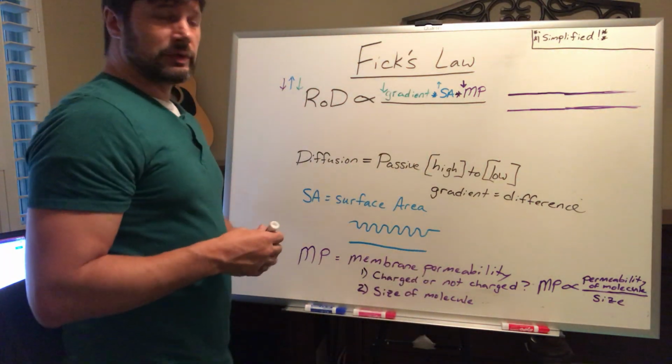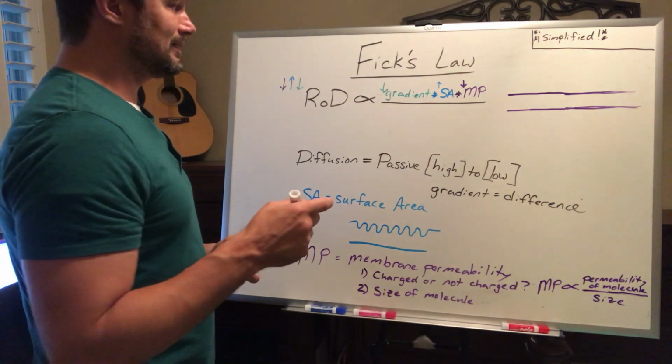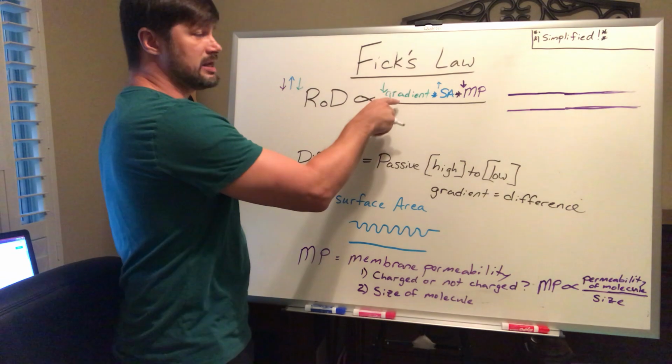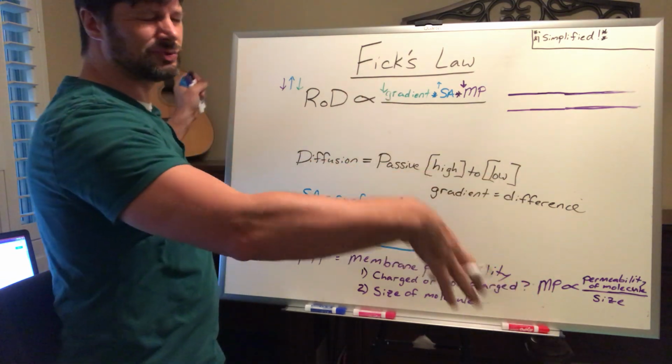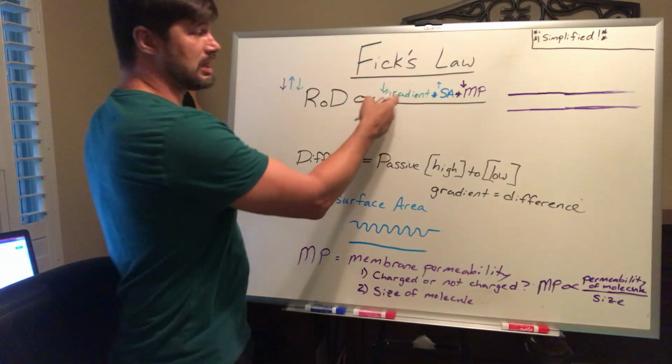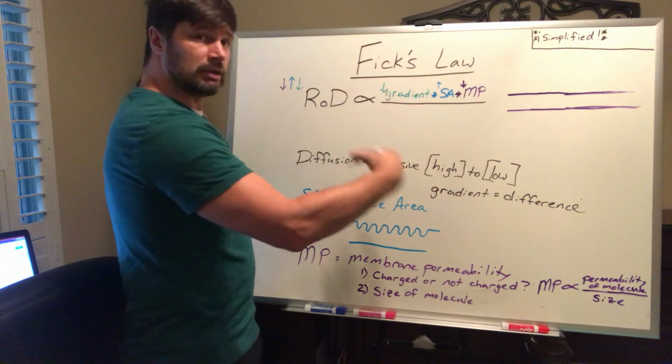The last thing that we want to think about is actually the most important variable. True, you must have a gradient or none of this works. So really you can argue that that's the most important variable, because if gradient is 0, then everything's 0.